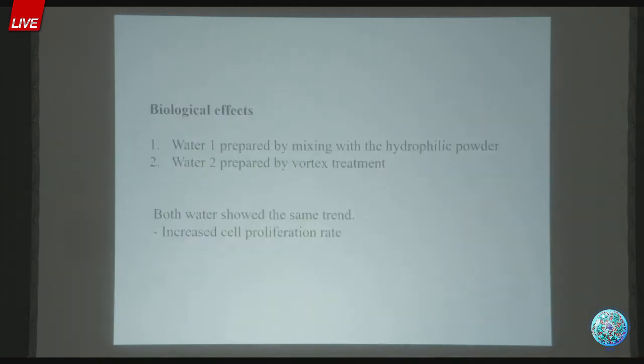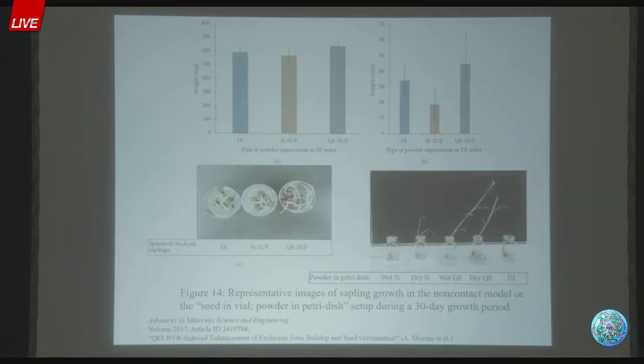And lastly, I will report about the biological effect. Both waters showed the same trend, the increased cell proliferation rate. It was reported previously that water mixed with the hydrophilic powder increased the growth speed of the seed, like this one. This is quite fast.